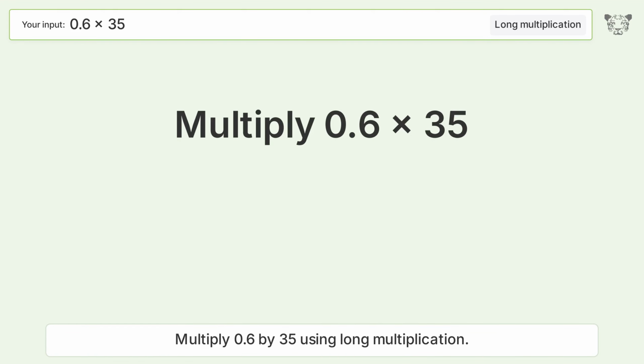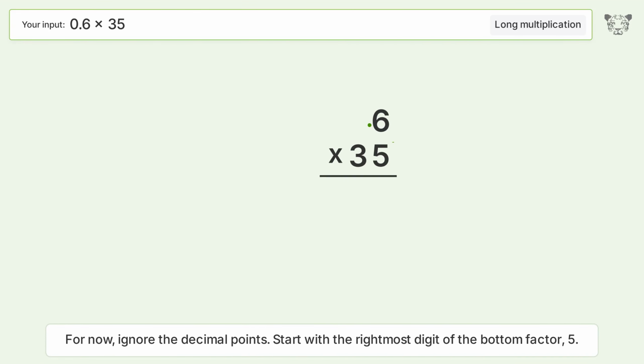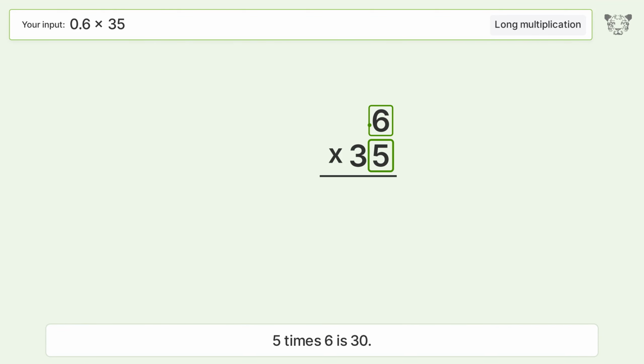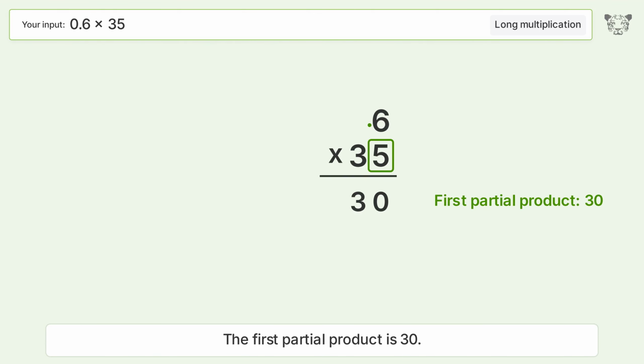Multiply 0.6 by 35 using long multiplication. For now, ignore the decimal points. Start with the rightmost digit of the bottom factor. 5 times 6 is 30. The first partial product is 30.